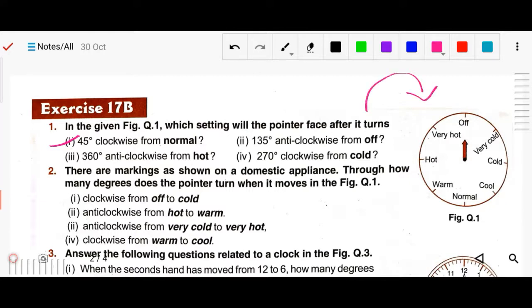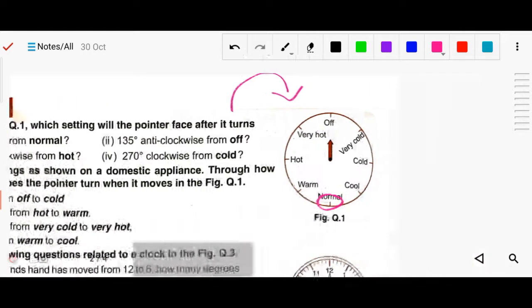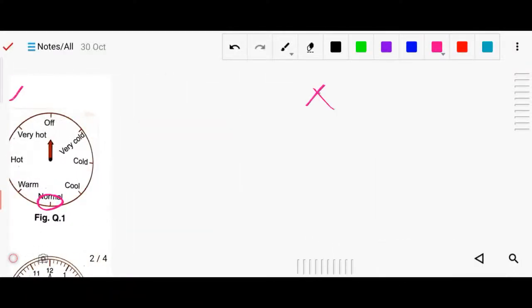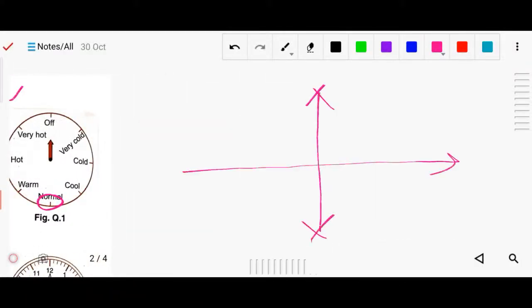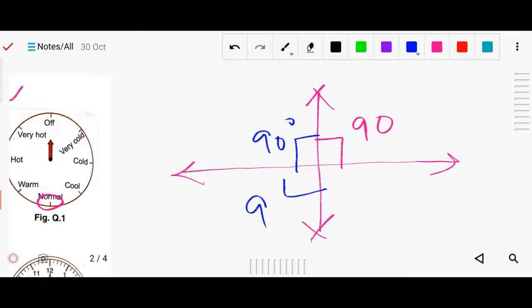So where is the normal? Here is the normal. From this normal, clockwise, we have to move 45 degrees. First of all, I want to tell you the meaning of 45 degrees. As we have this divided into four quadrants, here it is actually 90 degrees. Between a vertical line and a horizontal line, the angle is 90 degrees.